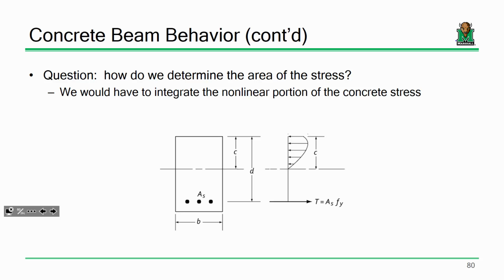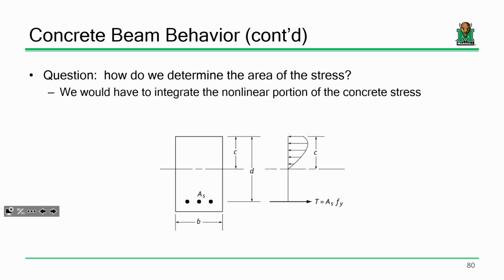I mean, we didn't have to really do calculus with the triangle because it's a triangle. A triangle's simple. We know the area of the triangle. We know where the centroid is. We really don't have to do the calculus. But for here, theoretically, we would have to do it.